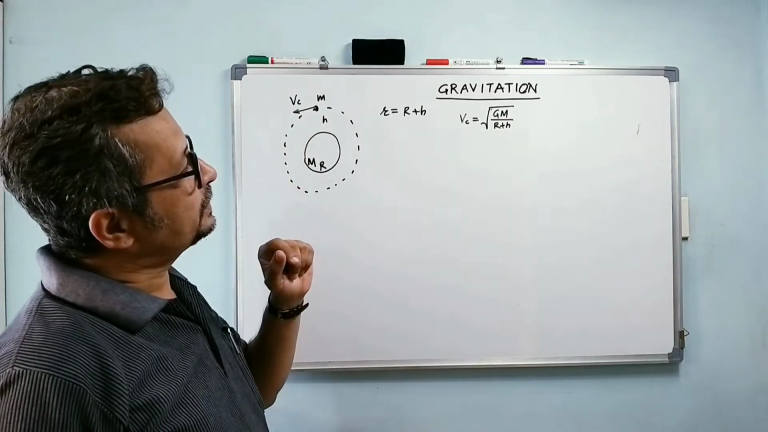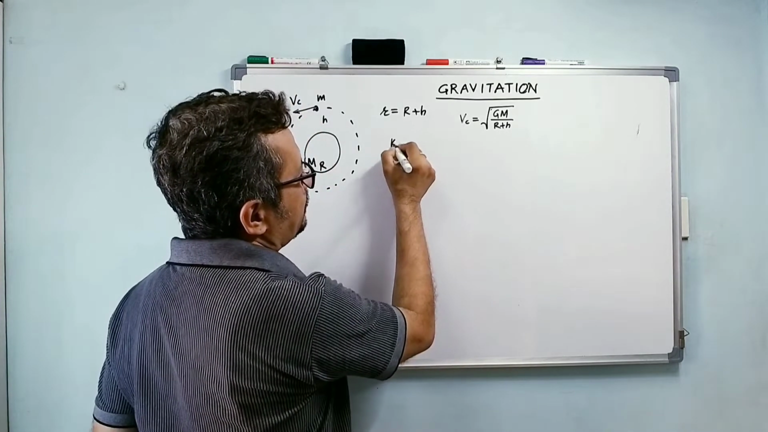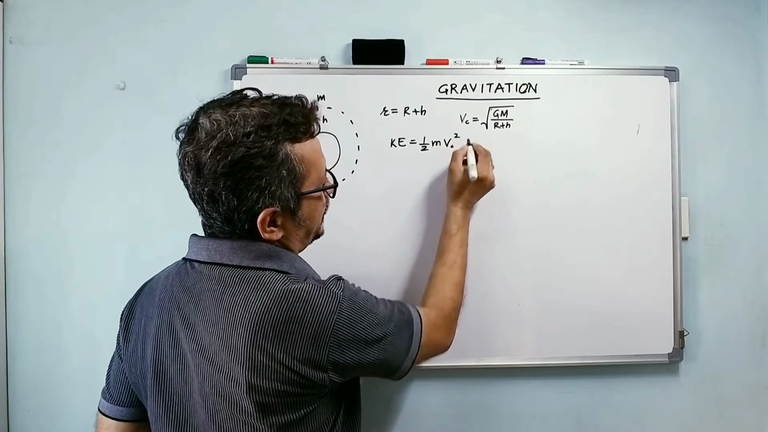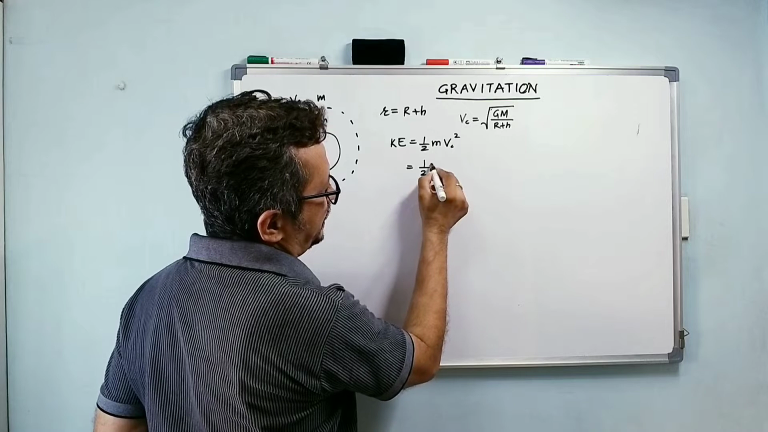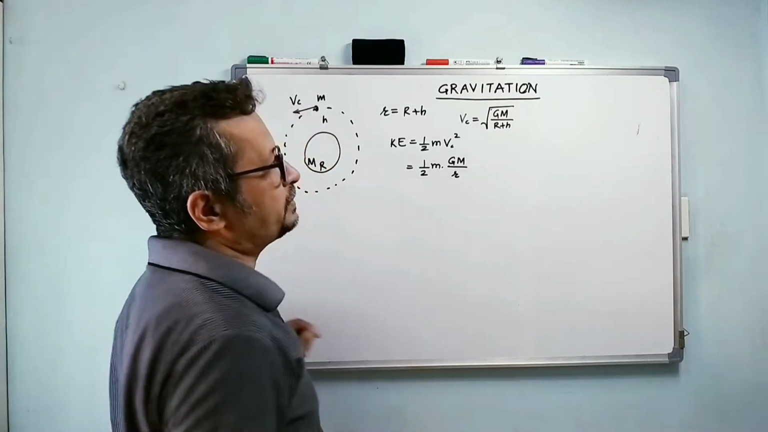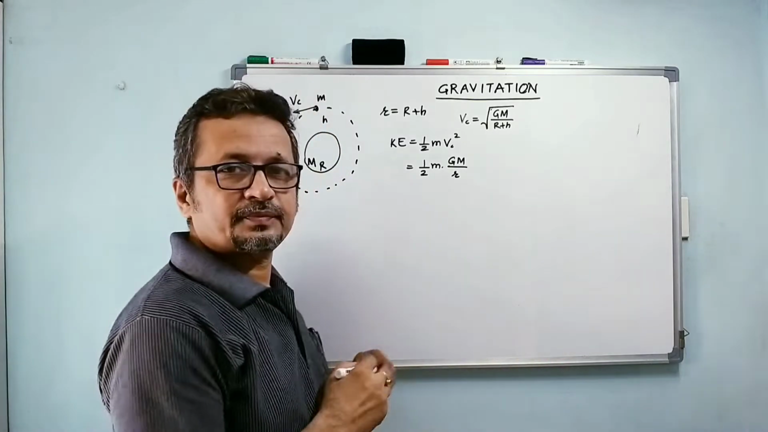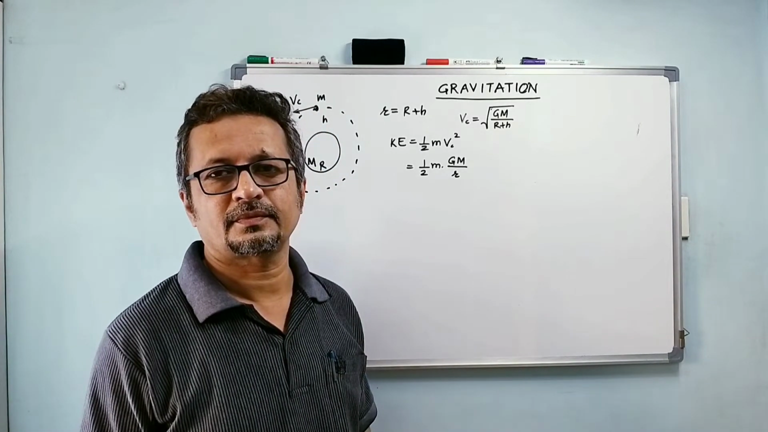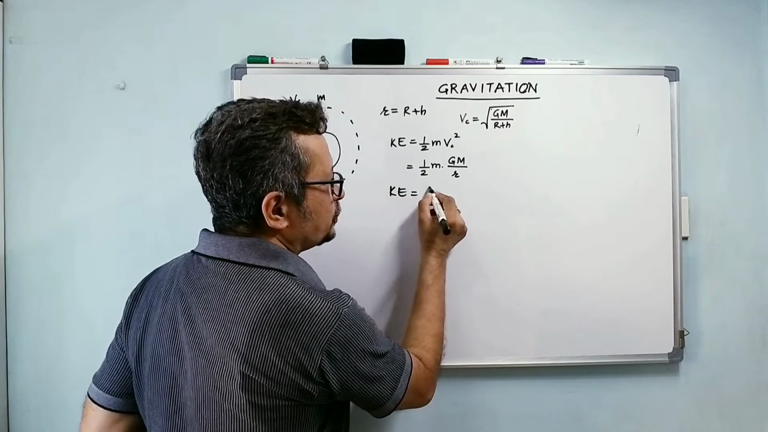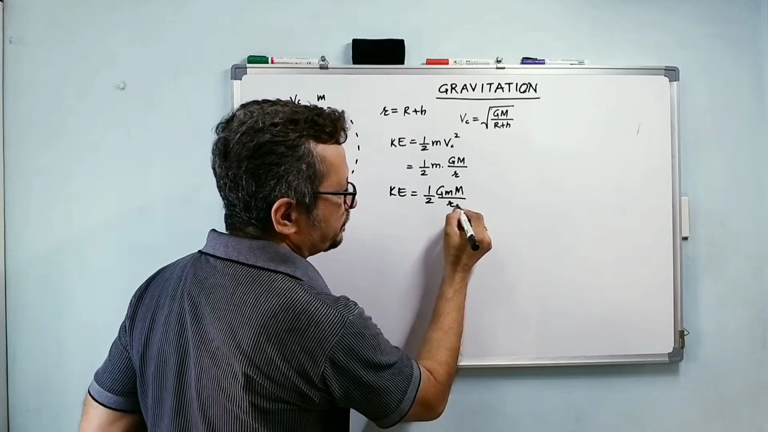So now here, if this is the velocity, then what is the kinetic energy of the satellite? It is half m Vc square, and would it not be equal to half m into GM over r? Now in place of r plus h, I am going to take a shortcut. I am going to write small r here. So my kinetic energy is equal to half GMm upon r.